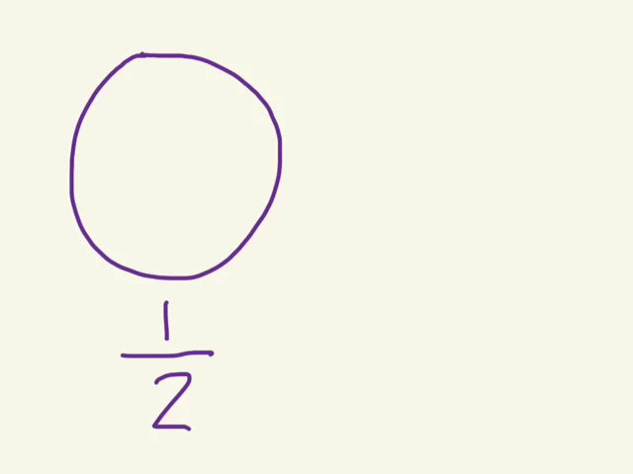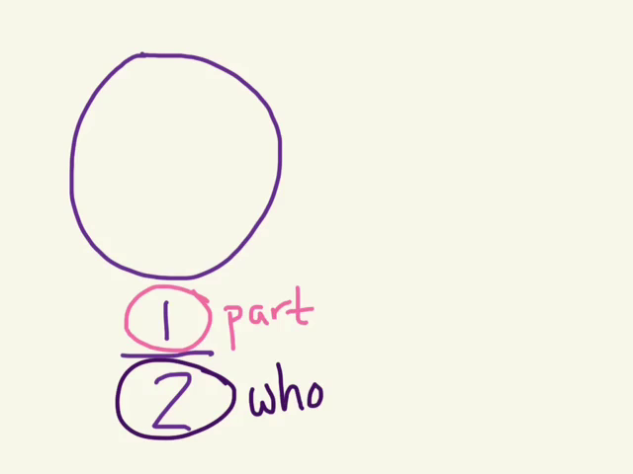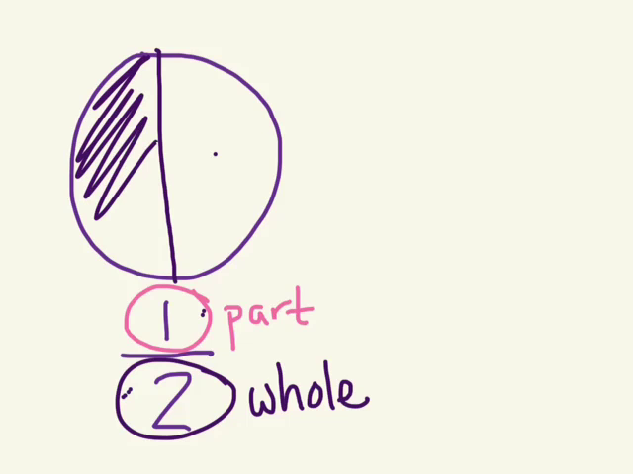Now, I want you to label this because when we're talking about fractions, the numerator, the top number, is the part, and the denominator, the bottom number, is the whole. So what this is telling us is that there are two pieces to the circle. So I'm going to divide my circle into two pieces. 1, 2. And the part that is taken is 1. So there's 1 out of 2 pieces taken.